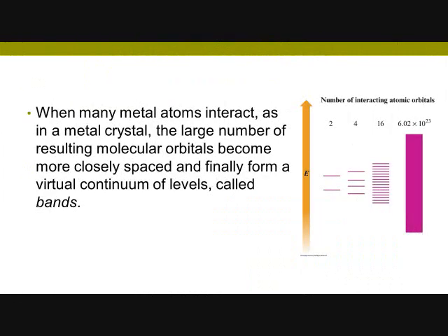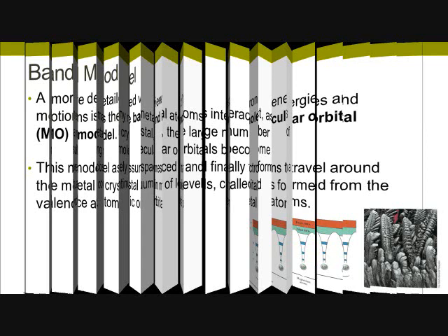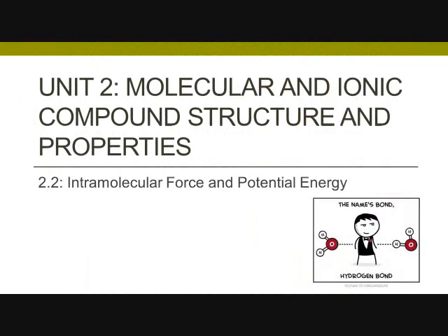When many metal atoms interact in a metal crystal, the large number of resulting molecular orbitals become more closely spaced and finally form a continuum of levels called bands. You can see the bands in this picture over here. Do you see all these horizontal lines? I know it's kind of hard to see from far away, but those horizontal lines are evidence that we have these bands, from looking at an individual crystal of a piece of metal. And that's it. That's the end.